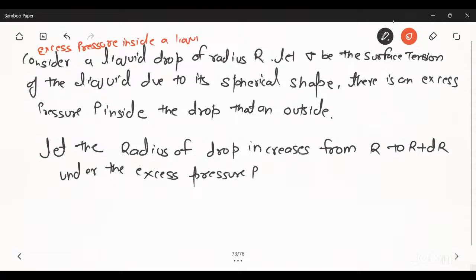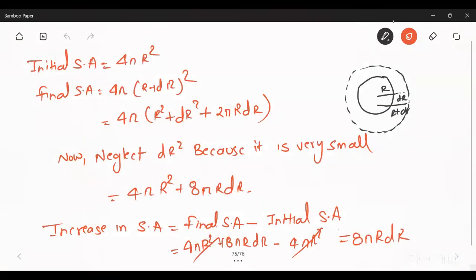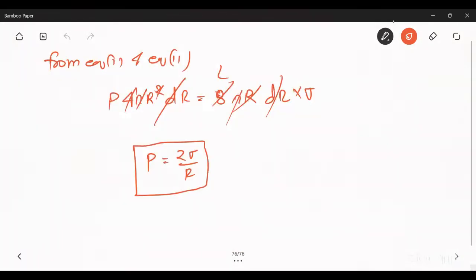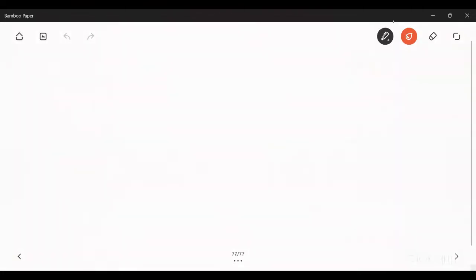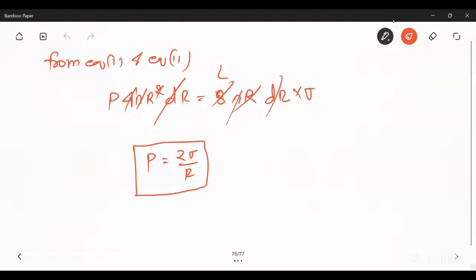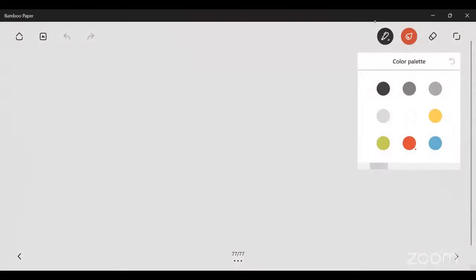Now come to the next part, that was the excess pressure inside a soap bubble. So we know that soap bubble has two layers. I have told you earlier about it. So excess pressure inside a soap bubble.